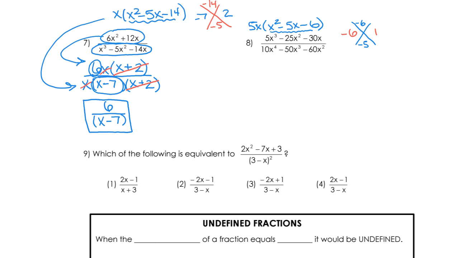And I'm going to go ahead and take that and finish it off down here. So I'm going to remember the 5x, and then the easy trinomial will break up into x minus 6 and x plus 1.